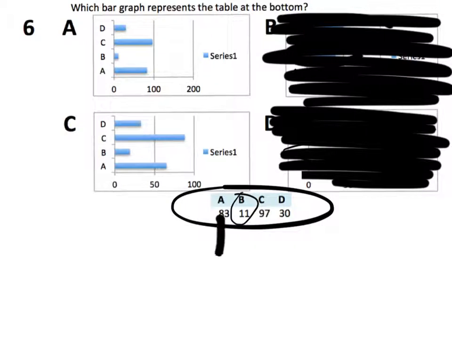Let's pick 83 for A. And notice over here that it's close to 100. And over here it doesn't look like it goes beyond 75, which is the halfway point between 50 and 100. So it would not be C. The only choice you have there is A.